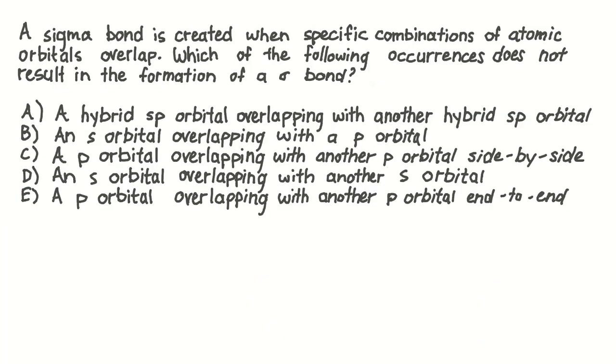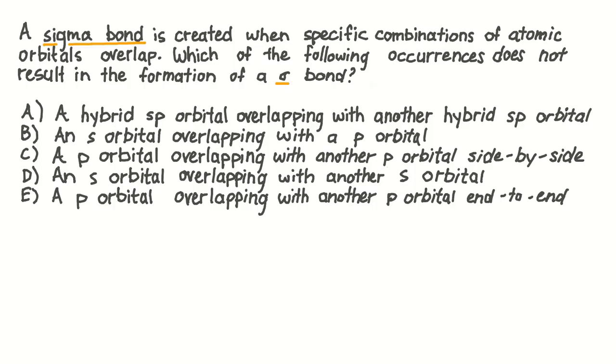A sigma bond is created when specific combinations of atomic orbitals overlap. Which of the following occurrences does not result in the formation of a sigma bond? A. A hybrid sp orbital overlapping with another hybrid sp orbital. B. An s orbital overlapping with a p orbital. C. A p orbital overlapping with another p orbital side by side. D. An s orbital overlapping with another s orbital. E. A p orbital overlapping with another p orbital end to end.